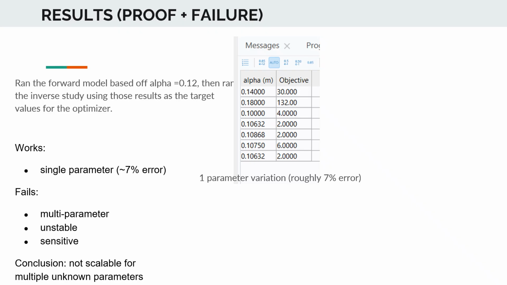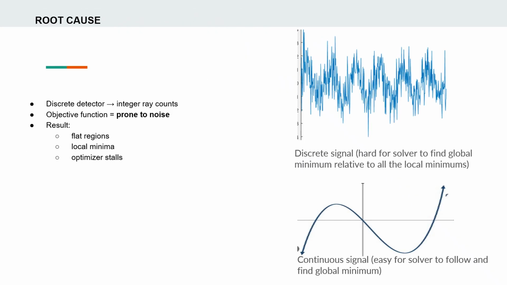And so this method does work in similar cases. We were able to recover a parameter with about 7% error. However, once we introduced multiple parameters, the solver became unstable because it becomes highly sensitive to discretization and fails to converge reliably. So the issue arises from using discrete ray counts. Small parameter changes produce sudden jumps in output rather than smooth variation. This creates a non-smooth objective function. Without a usable gradient, the optimizer cannot converge.